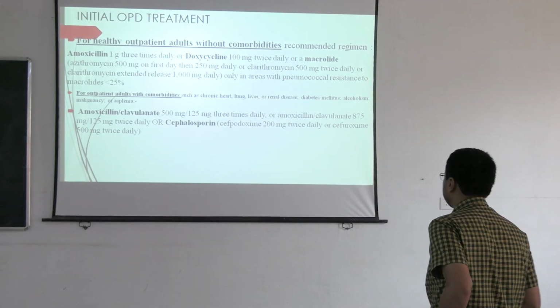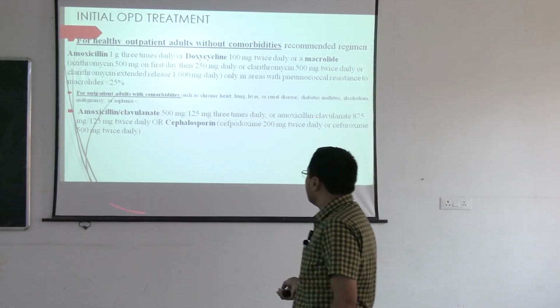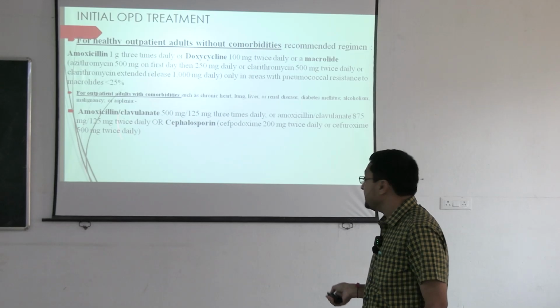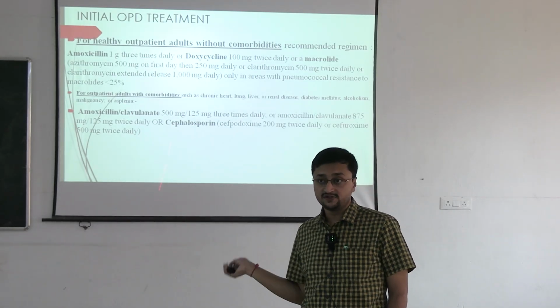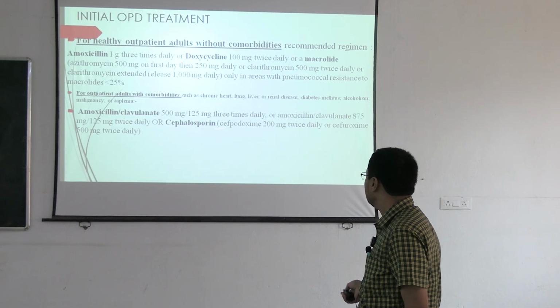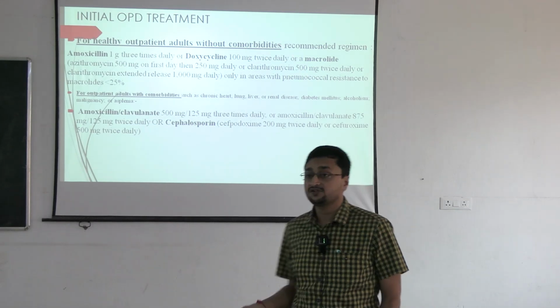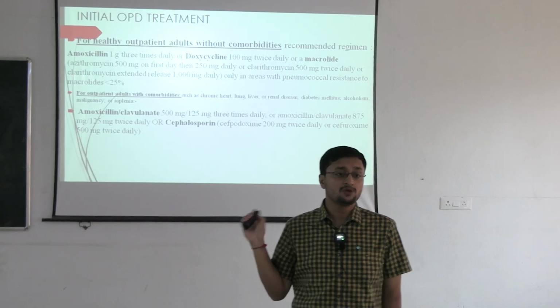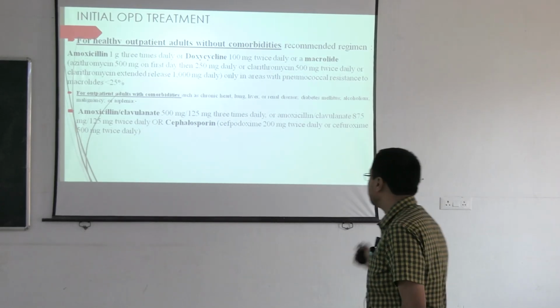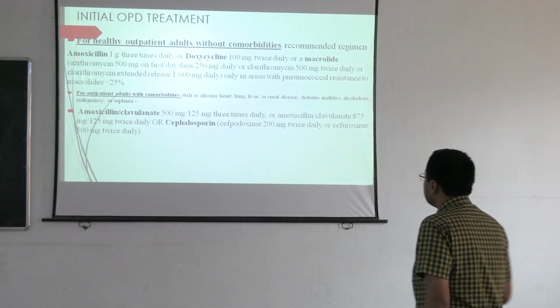So this is a beta-lactamase inhibitor because we suspect high resistance to beta-lactam in those patients. There is a high chance of drug resistant organisms because they have these comorbidities. So amoxicillin clavulanic acid or cephalosporin.